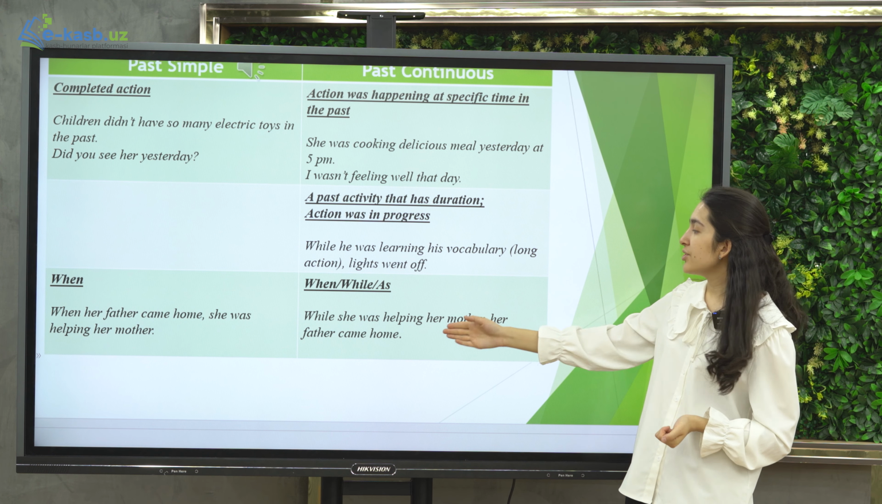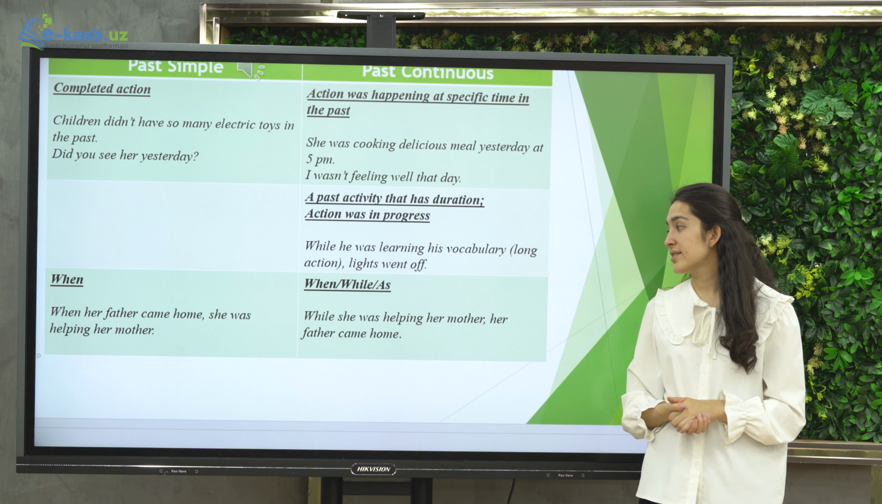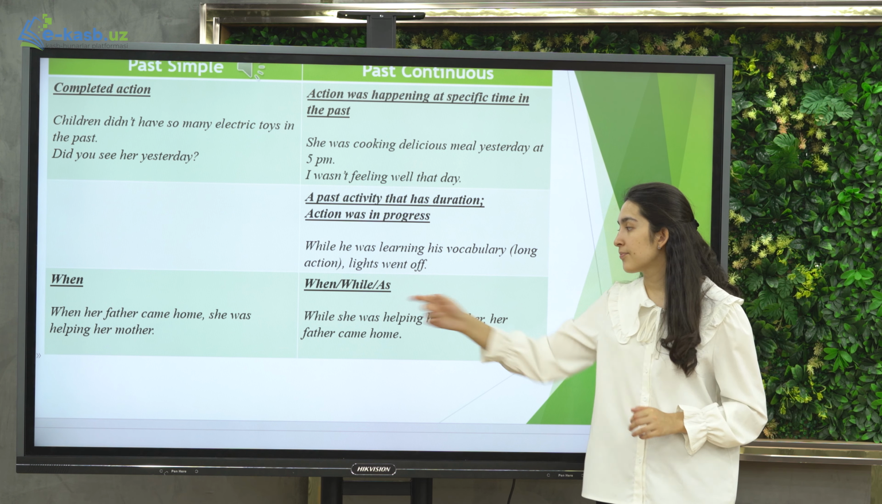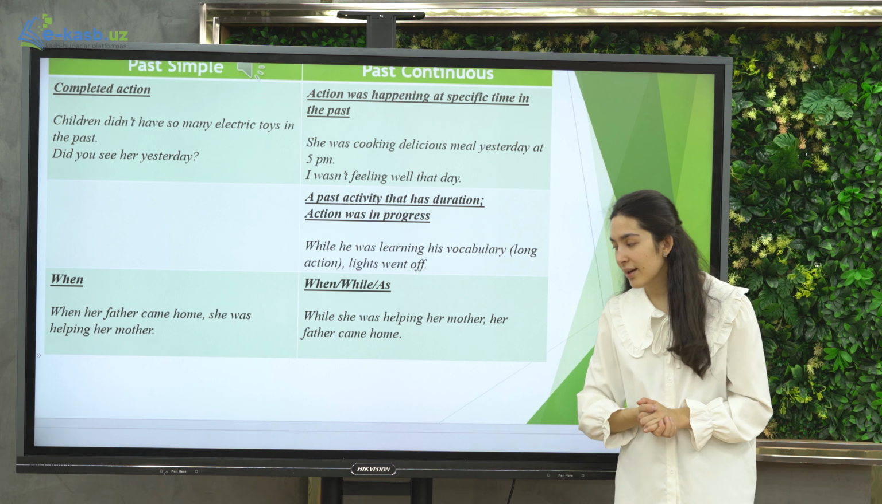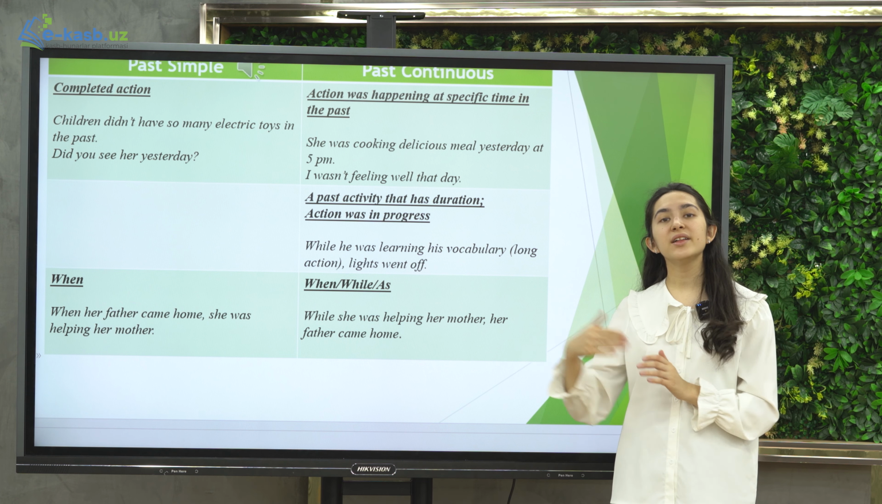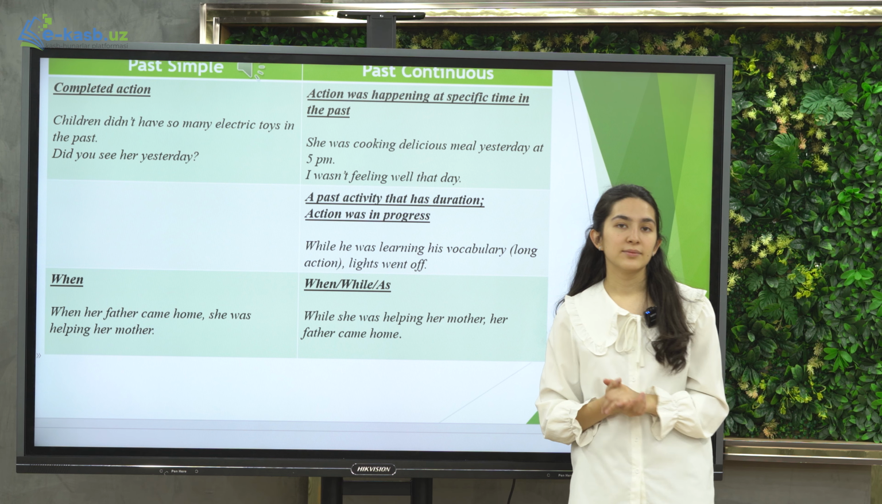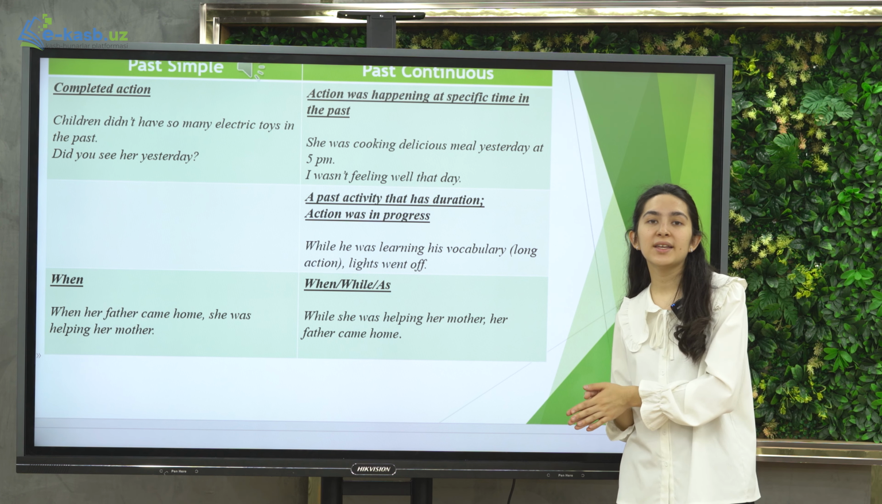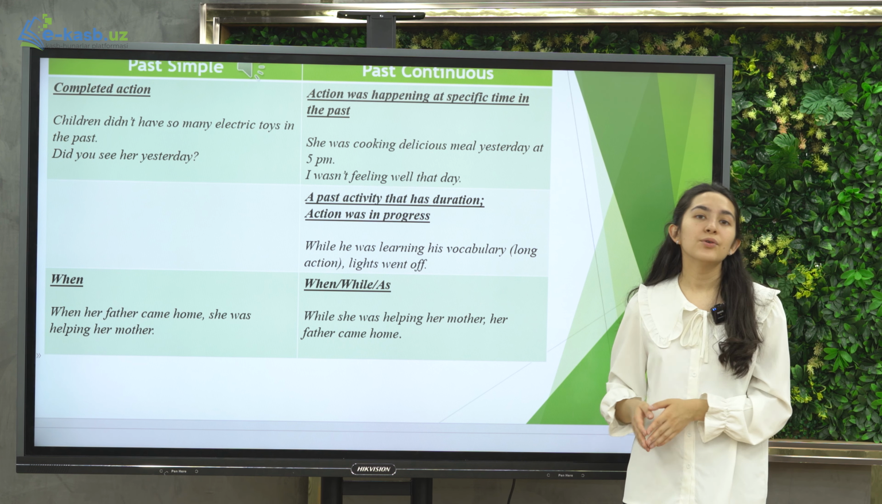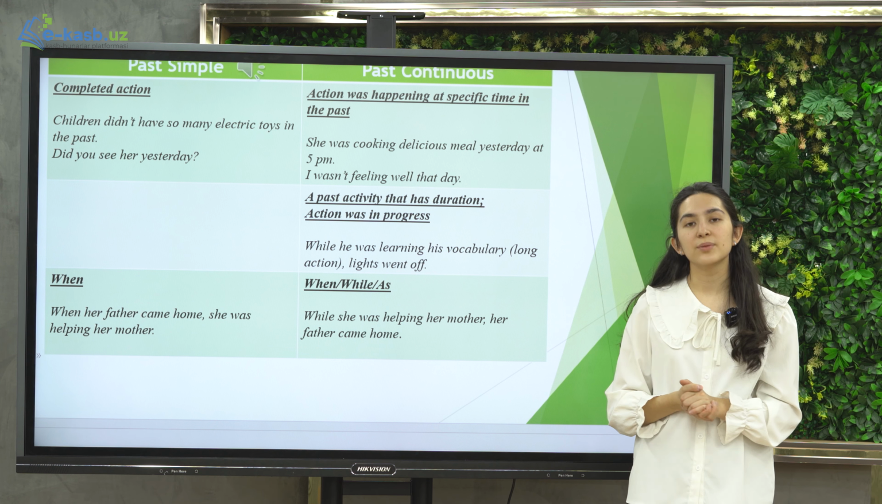Masalan, while she was helping her mother, her father came home. So while u oyisiga yordam berayotganida uning dadasi keldi. While he was visiting Spain, he met Lionel Messi. U Ispaniyaga tashrif buyurganida u Lionel Messini uchratib oldi.